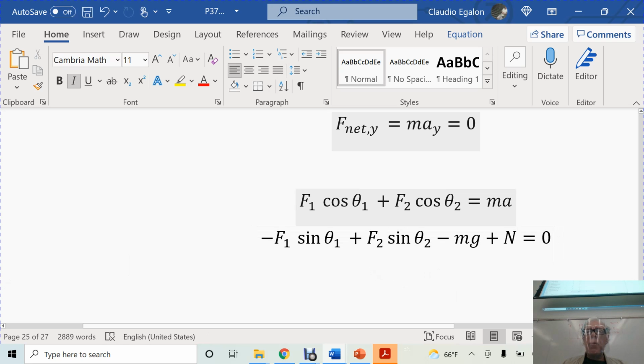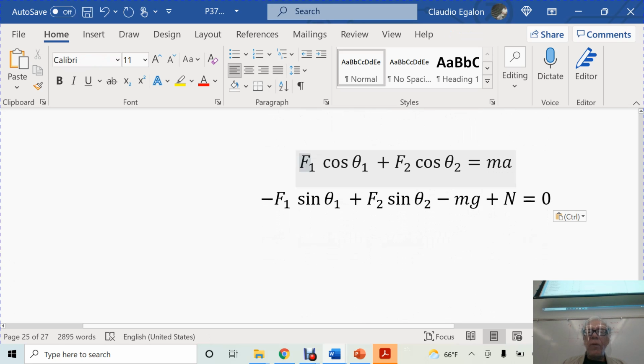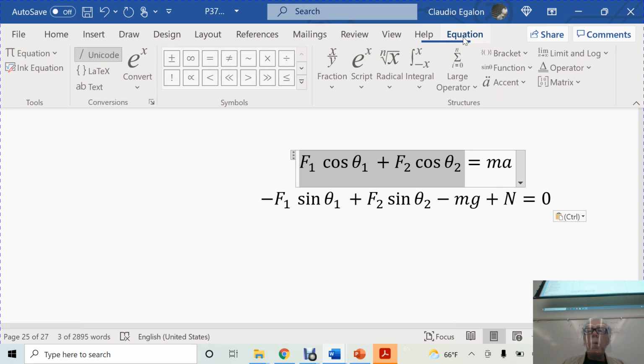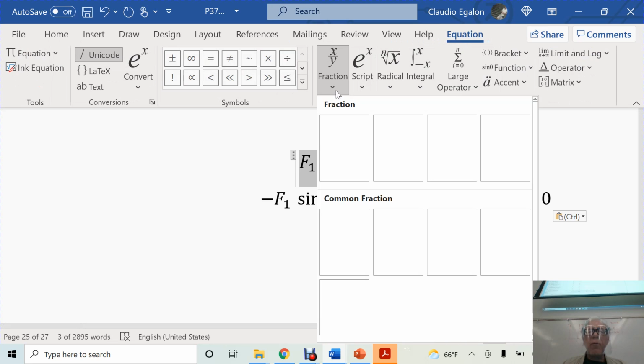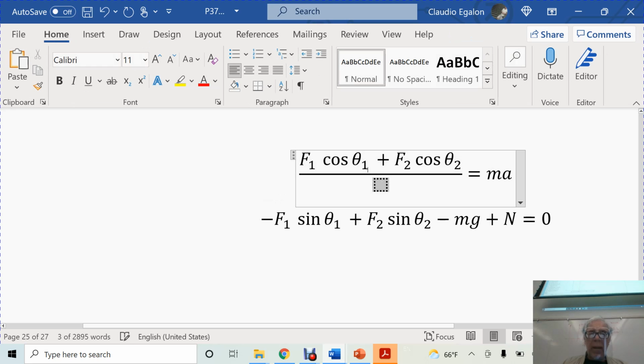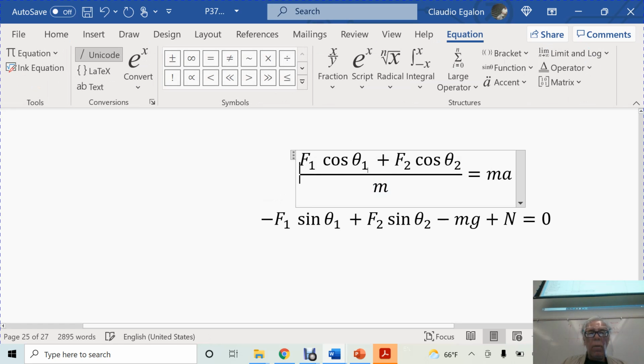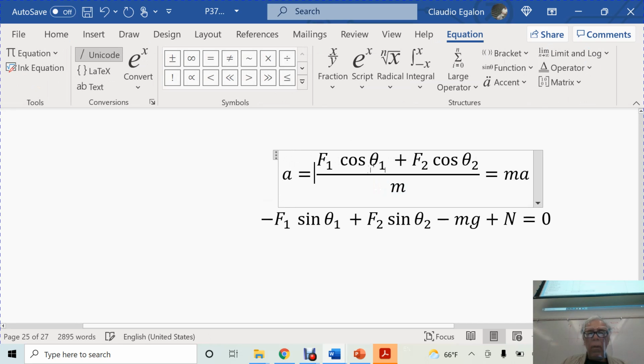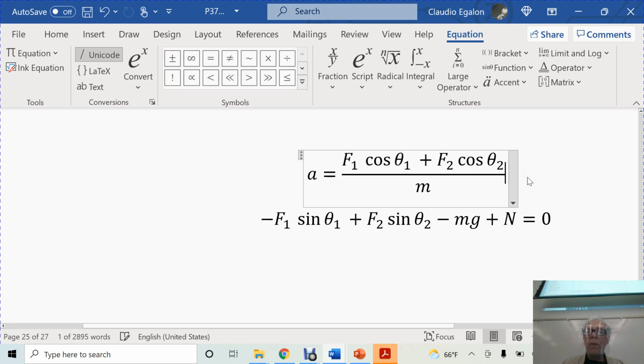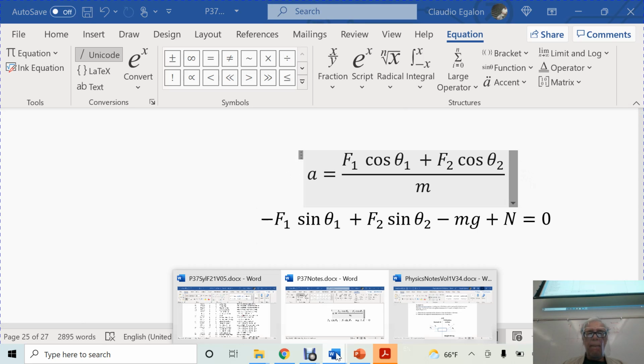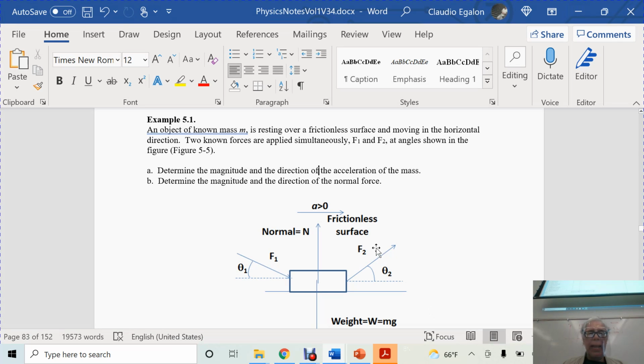But the problem is asking for the acceleration. Let's worry about the second equation later on. Item A, the acceleration is, there is no negative sign there because the forces are to the right. Equal, that's the acceleration. That's item A.